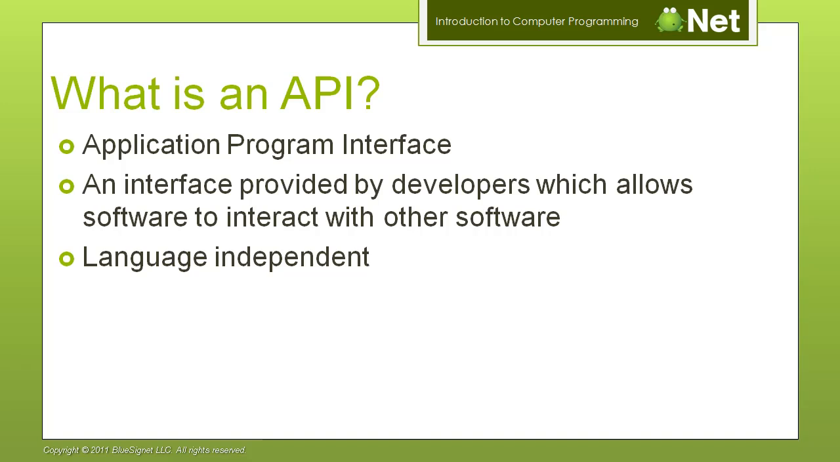An API is an application program interface. It's essentially software that's written so that you can interact with other software. It's language independent. It basically allows you to extend the functionality of how you interact with an application by allowing you as a developer to code against exposed components of the software that you want to work with.